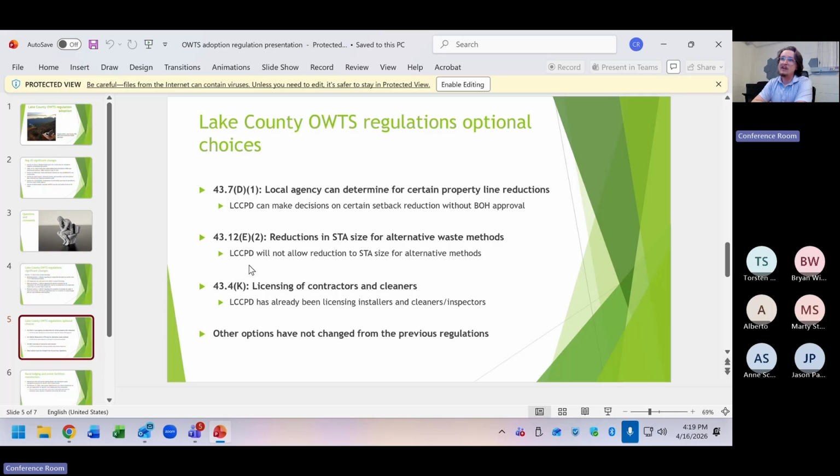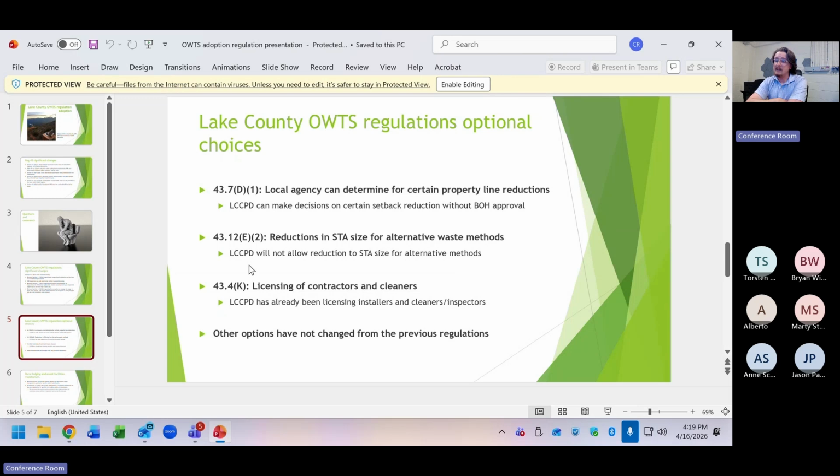43.4K licensing of contractors. Lake County previously has already required that system installers are licensed and that transfer of title inspectors are licensed. In the past, Lake County grouped cleaners and inspectors all together. We're still doing that, but we may consider separating the inspector from the cleaner part of that. So having a different requirement for cleaners and a different requirement for inspectors. As of right now, we haven't changed that, and cleaners and inspectors are licensed under the same license.